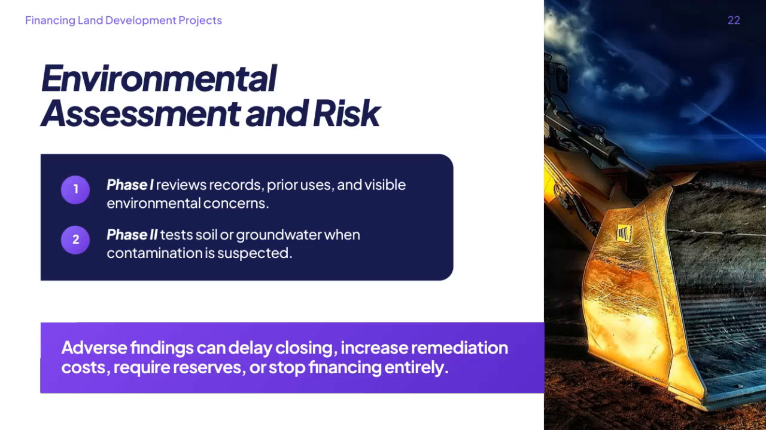When we talk about environmental assessment and risk in land development projects, it's important to understand the 2 key phases involved. Phase 1 primarily focuses on reviewing historical records, prior land uses, and any visible environmental concerns that might indicate potential contamination. This phase helps identify whether there might be issues without invasive testing. If Phase 1 raises suspicions of contamination, Phase 2 comes into play. This involves actually testing the soil and groundwater to determine the presence and extent of any pollutants. This step is more hands-on and technical, providing concrete data on environmental conditions.